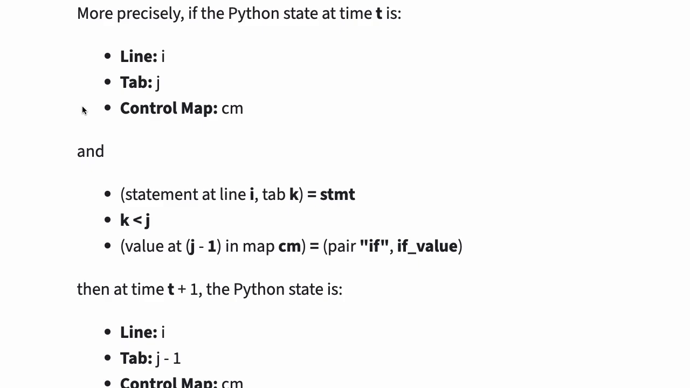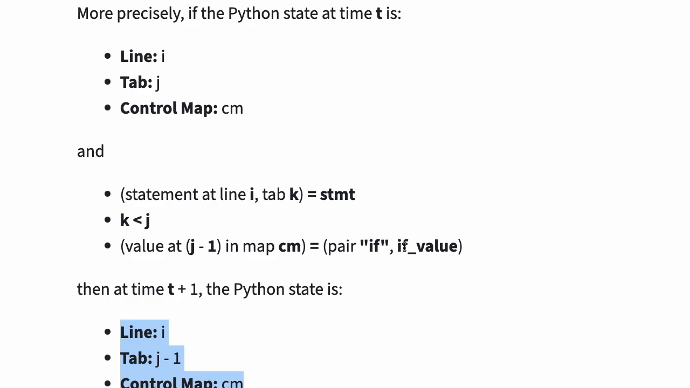More precisely, if the Python state at time t is as follows, where line is I, tab is j, and the control map is cm, and there's a statement at line I and tab k, where k is less than j, and the value at j minus 1 in map cm is equal to pair if and some if value, then at time t plus 1, the Python state is line is I, tab is j minus 1, and the control map is still cm.